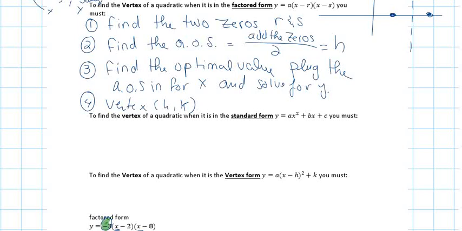If it's in standard form, can I find the zeros from the standard form? No. What can I find from the standard form? Is it the y-intercept? Is it going to be helpful at all to find the axis of symmetry? No. So do I know any way to go from standard to vertex right away? No. Okay? So I don't know how to go from standard to vertex, but I know how to go from standard to factored.